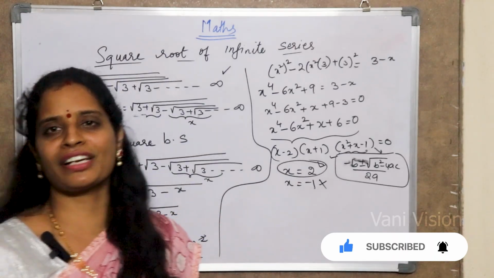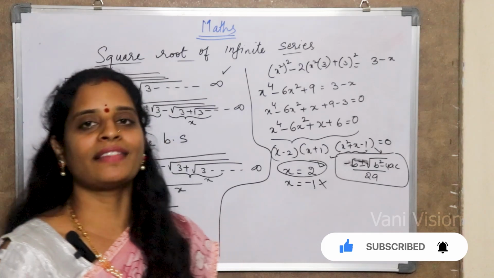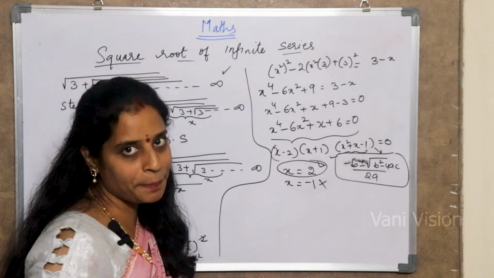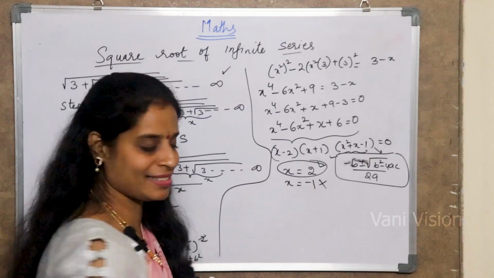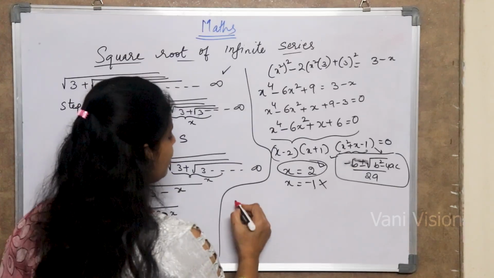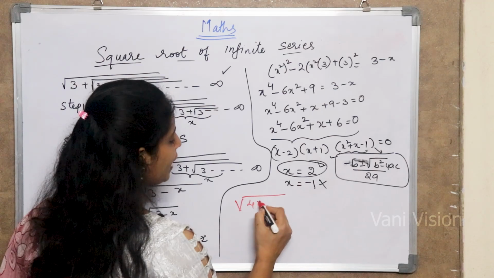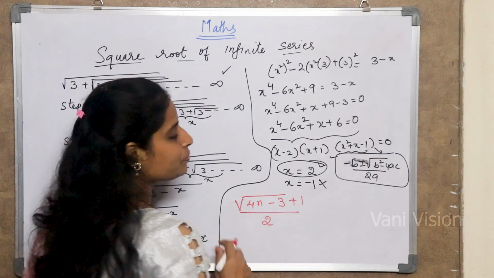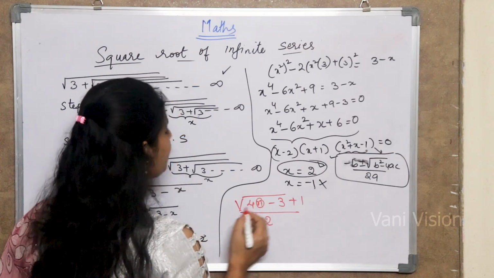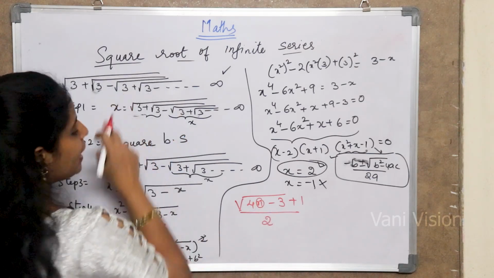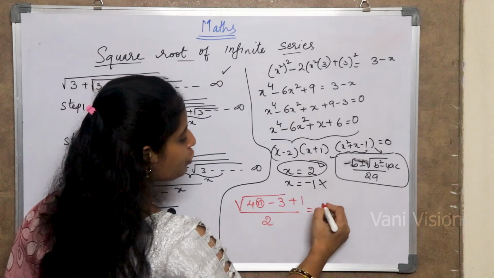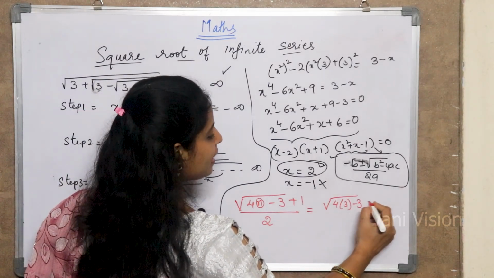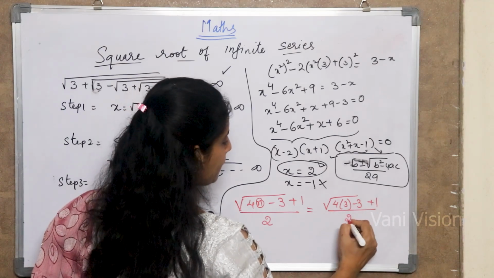So I am just giving a small formula for you, that is root over, see how simple it is, root over 4n minus 3, plus 1, by 2. So here n, you people know what we have to take? We have to take 3. So substitute n value: 4 into 3 minus 3 plus 1 by 2.